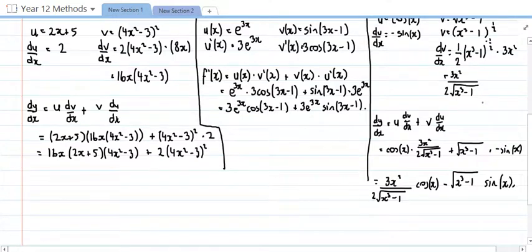Well, that's a pretty rough one, that last one, but as you can see, we just go through the usual steps and it all works out in the end. Anyway, that's all there is for the product rule. So we'll leave it there and pick up later with the quotient rule. Anyway, see you later.